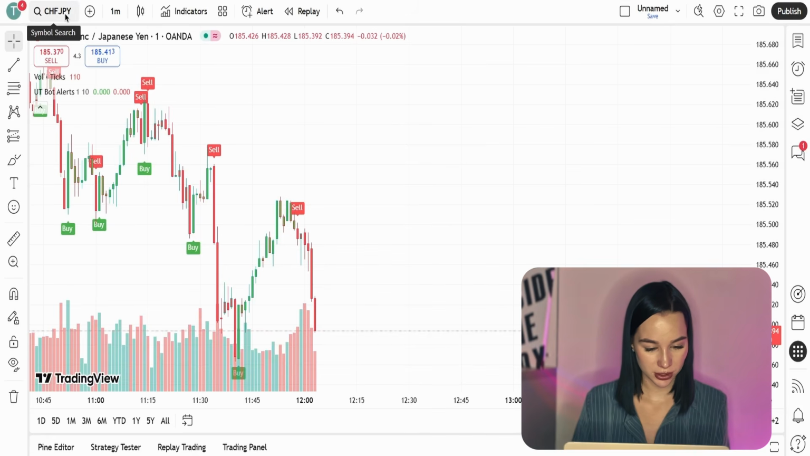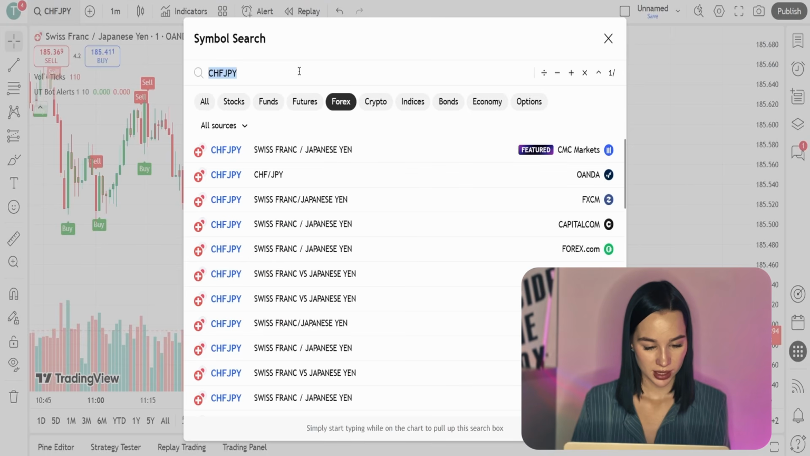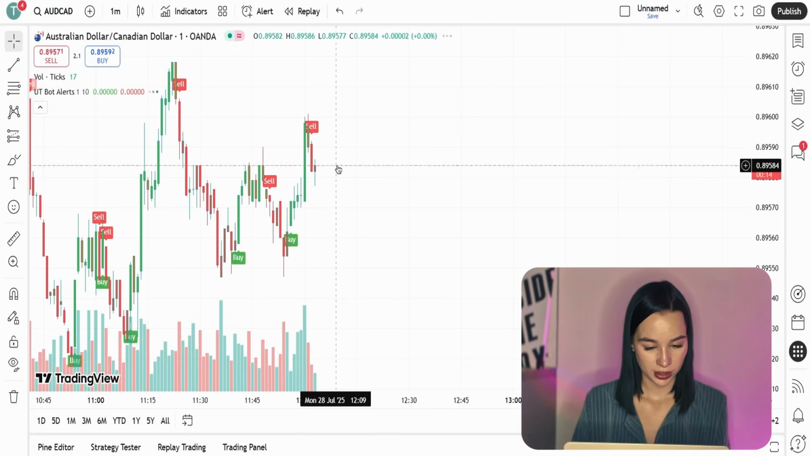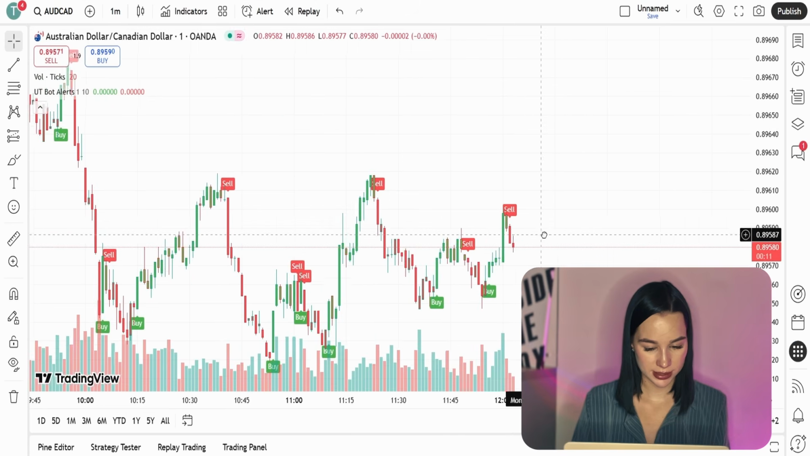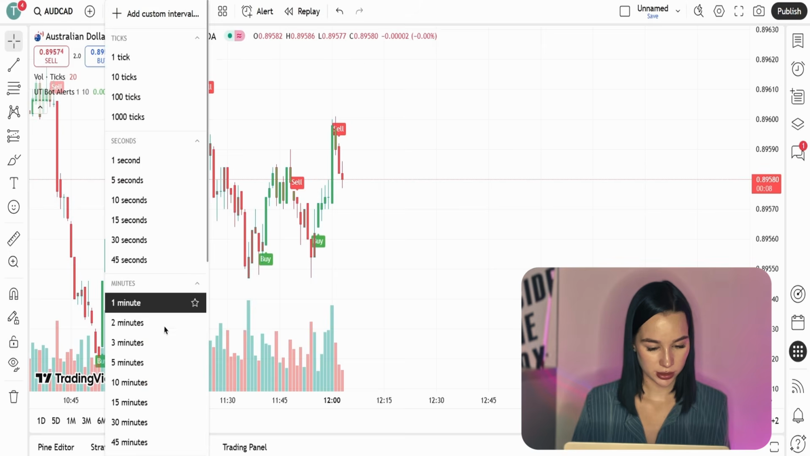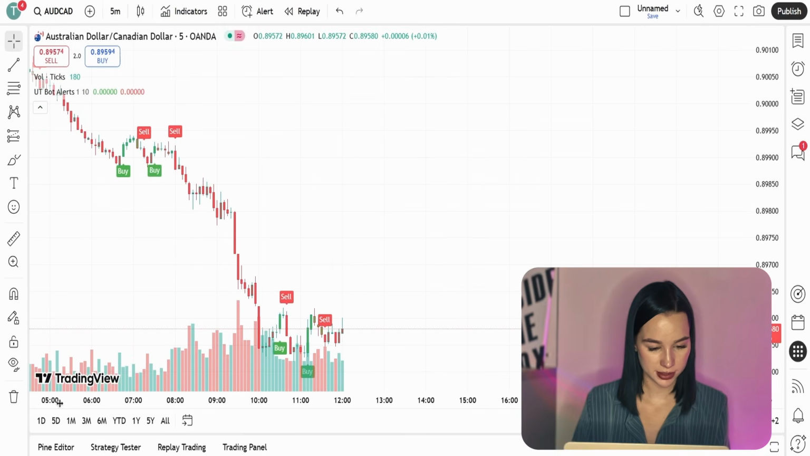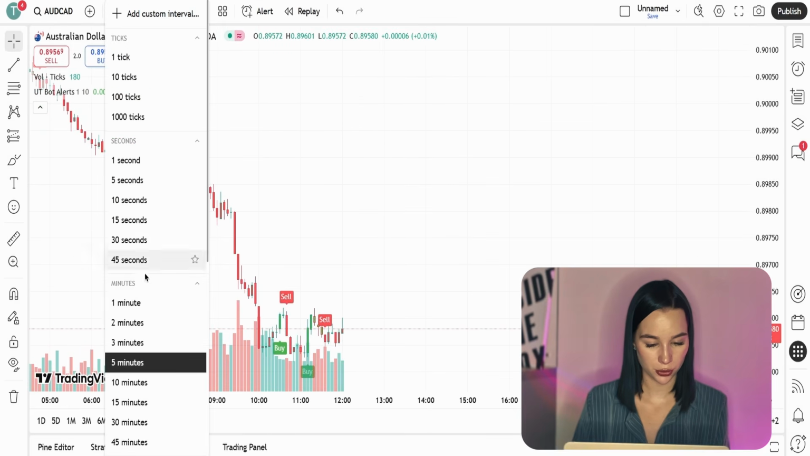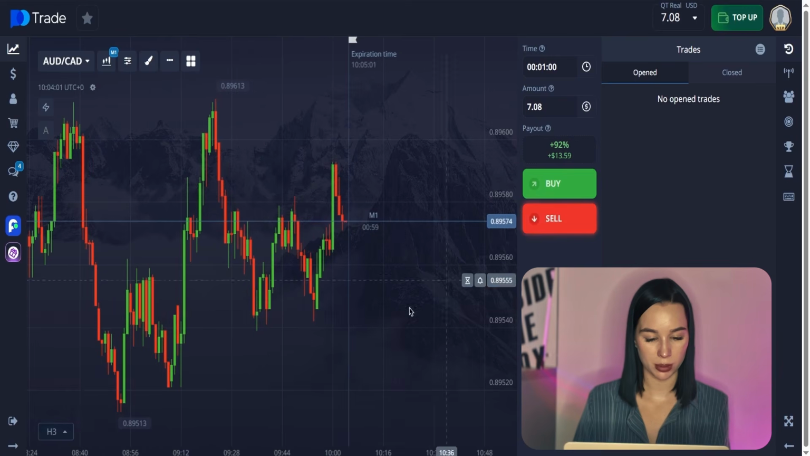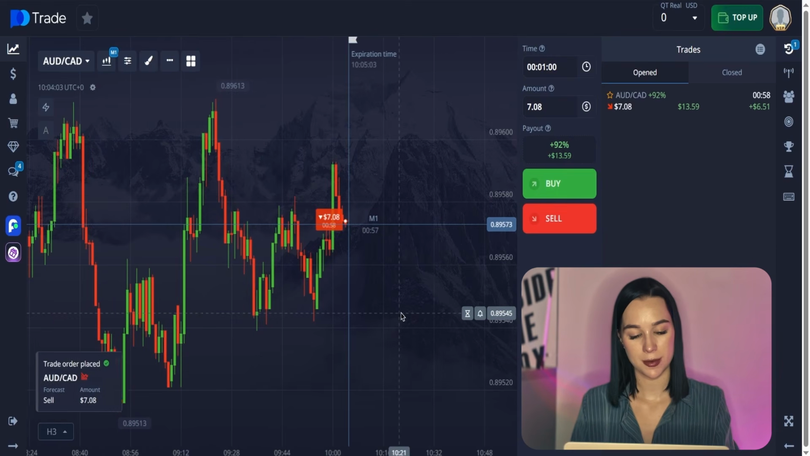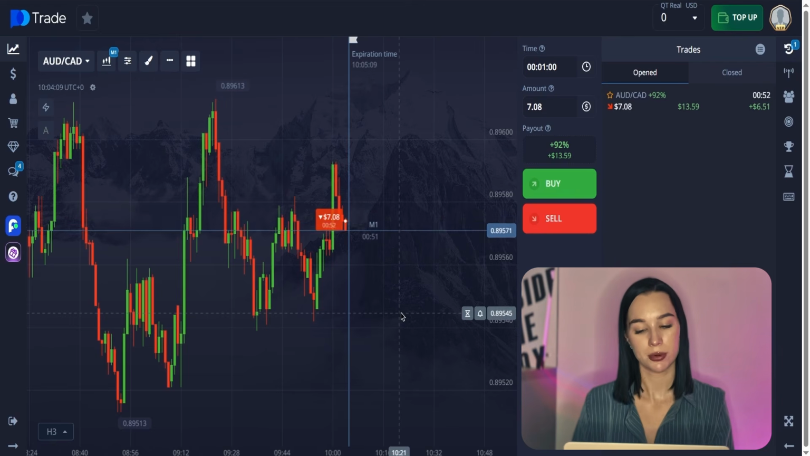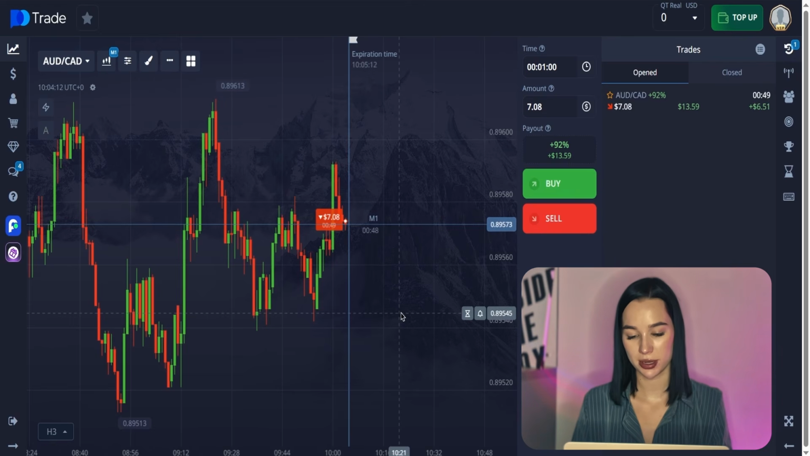Let's find the other asset. Australian dollar and Canadian dollar. Here it is giving us a sell signal, we can see, and it makes sense actually. Let's check it out in the M5 time frame. It's also a sell signal here, just to confirm. So we open a sell signal here for 1 minute. We also can see that it went even higher than the previous resistance level, now starts reversing pretty confidently, so it makes sense here to open a sell trade.